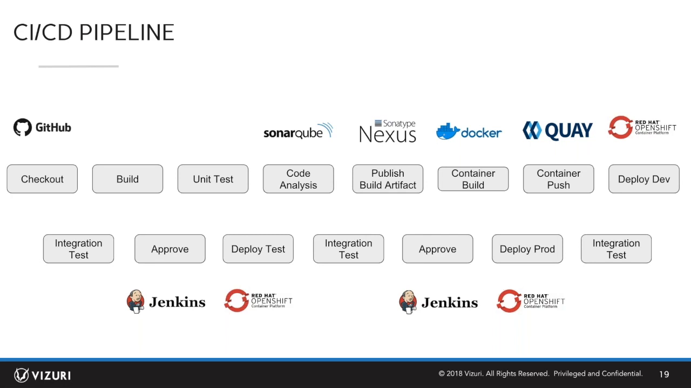Then we do some integration testing to prove that our deployment worked fine. And then we're going to ask for approval to deploy to our test environment. Then we'll kick off our deploy to test, do some integration tests, and then again ask for approval to deploy to prod, and then do some integration testing against prod to prove that the prod deployment works successfully.